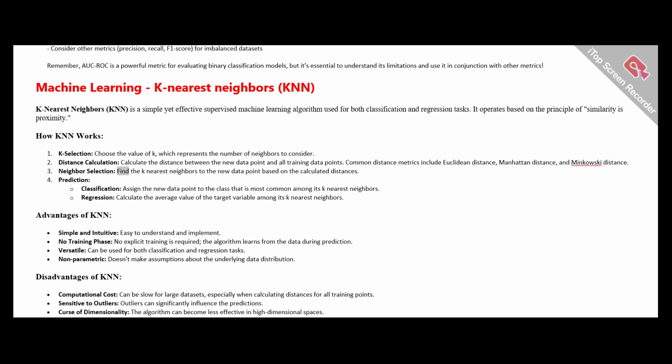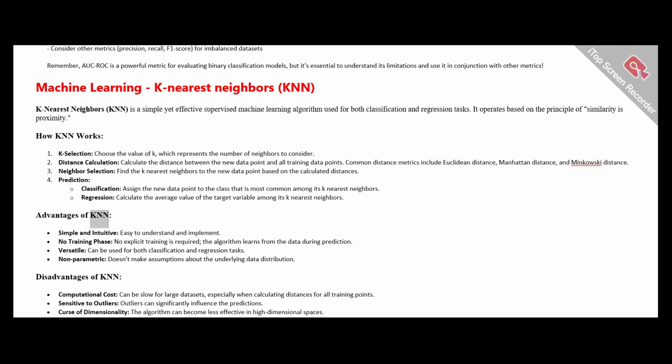Neighbor selection: find the K nearest neighbors to the new data point based on the calculated distances. Prediction. Classification: assign the new data point to the class that is most common among its K nearest neighbors. Regression: calculate the average value of the target variable among its K nearest neighbors.